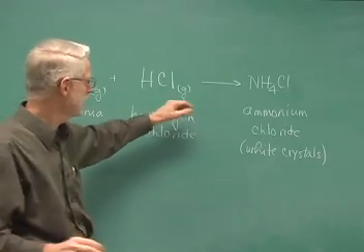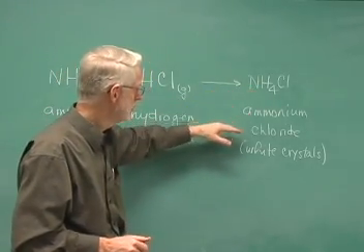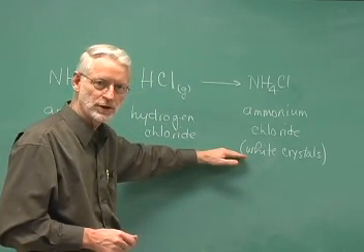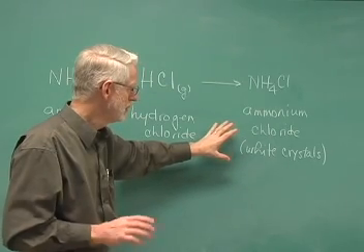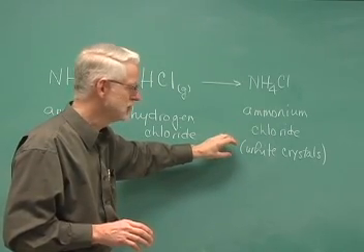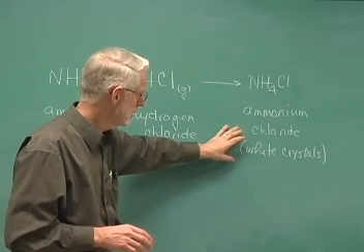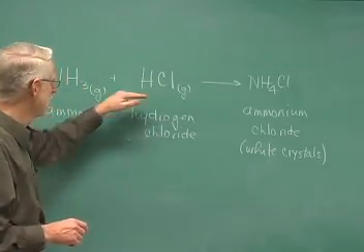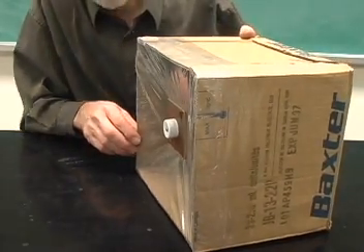And they combine chemically to form ammonium chloride, which is made up of very small white crystals, which then become visible as smoke. So these are responsible for the smoke that is formed as the two gases combine together. So how can you make one of these smoke boxes?